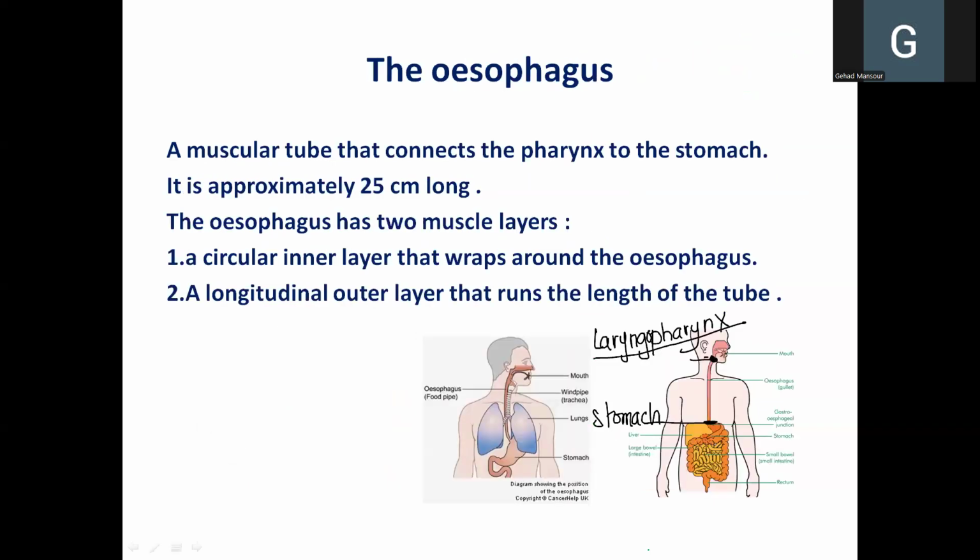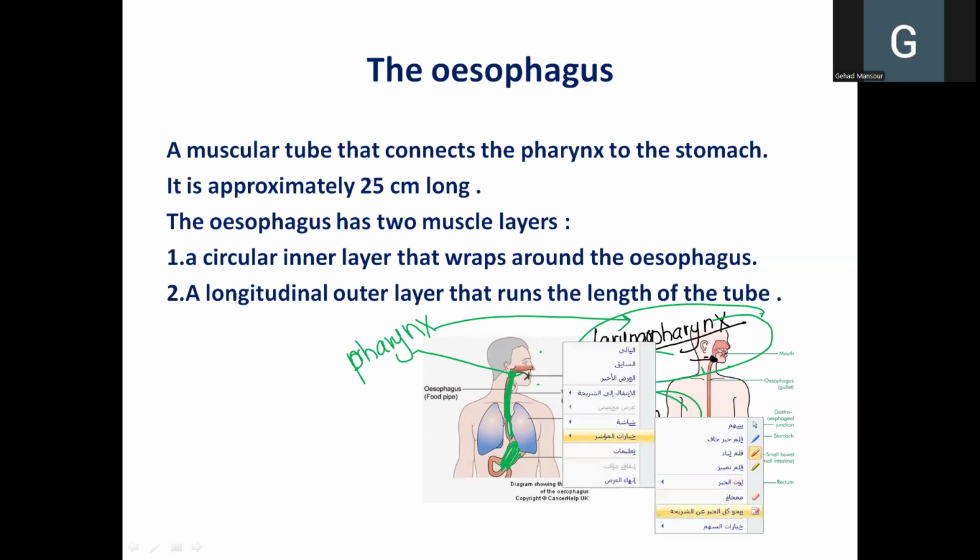And now we come to the esophagus, and the esophagus, as you know, is this muscular tube that connects the pharynx to the stomach. The esophagus starts at the bottom of the pharynx, the lowermost part, which is the laryngopharynx, and then descends through the neck and then through the chest cavity, and then passes across the diaphragm to reach the stomach. So it actually connects two structures: the laryngopharynx to the stomach.